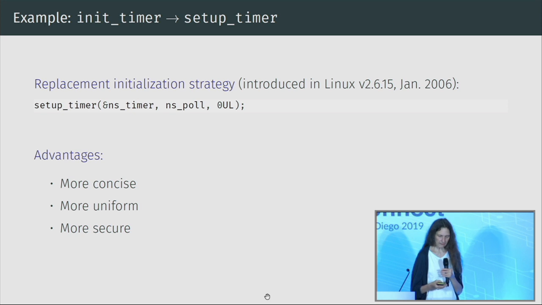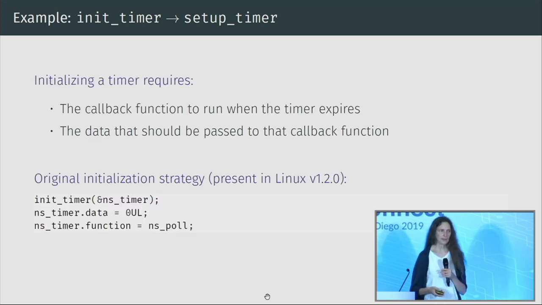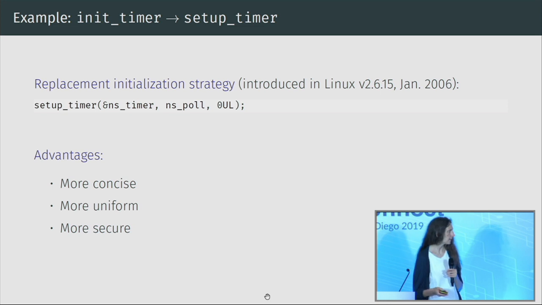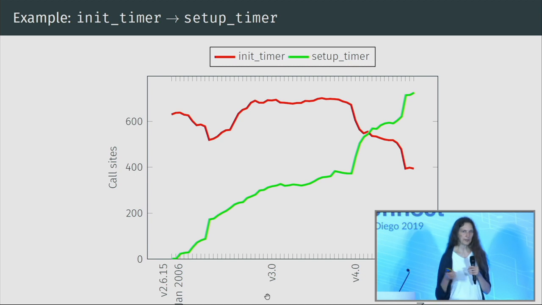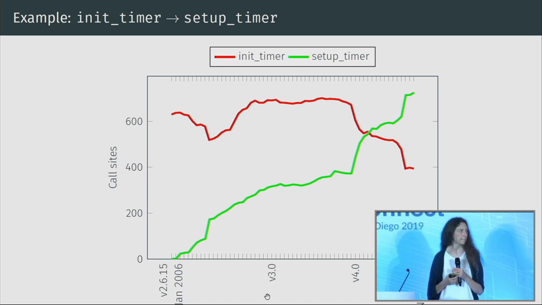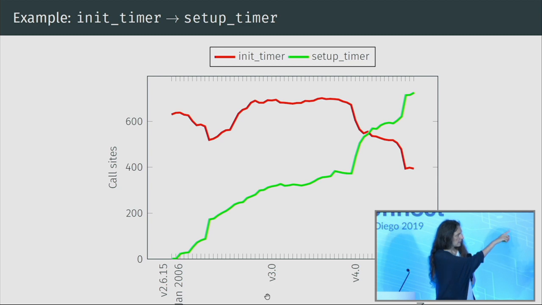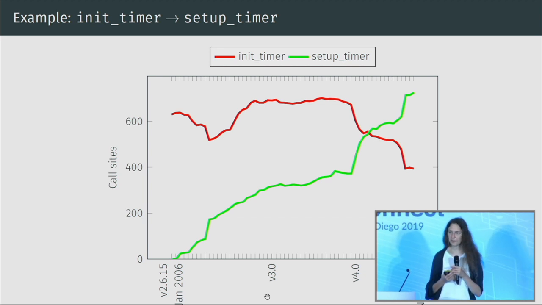So we have basically a fairly simple thing. We have code that looks like this. It's got three lines, and we just want to turn it into one line. So I made a little graph here which shows the degree to which this has changed over time. At the left side of the graph is when the function was introduced. And we see the green lines going up and the red lines going down. So people made some efforts to actually use the setup_timer function and remove some old init_timer functions. But perhaps people lost some motivation and things kind of stagnated for a while.